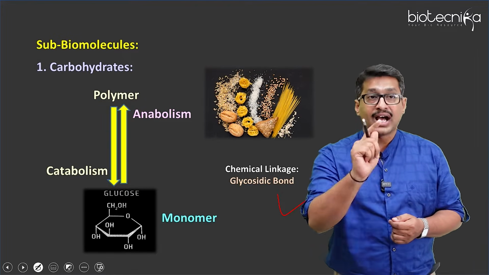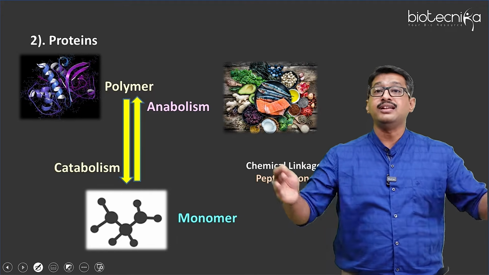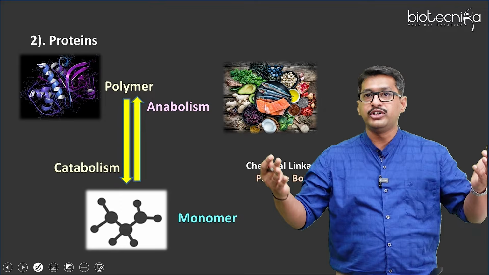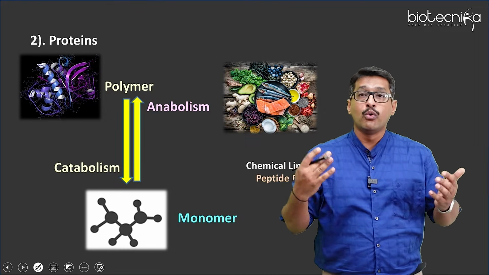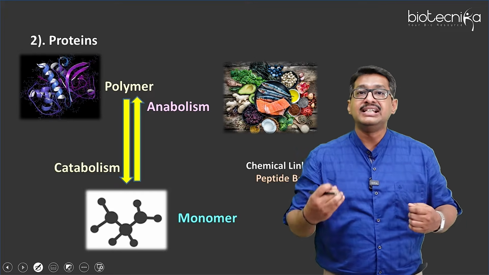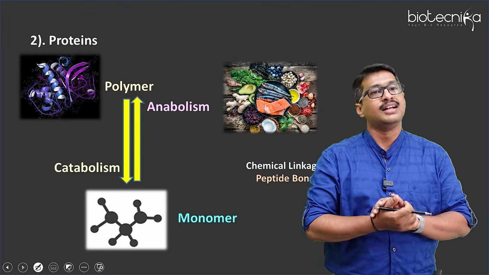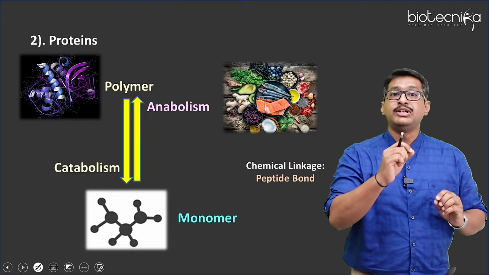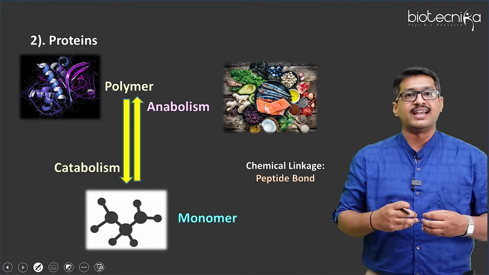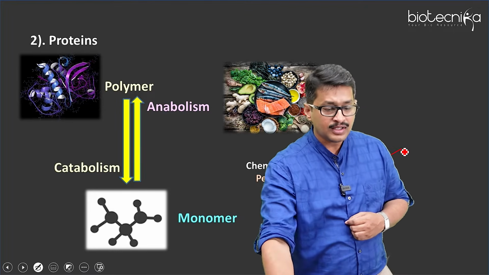Using the same logic for the other biomolecules, the second example would be protein. Now, protein is a huge macromolecule, and anabolism or catabolism can lead into monomerization or polymerization, wherein the degradative process of protein catabolism can lead into the formation of a monomer, and these monomers of proteins are called amino acids. One amino acid binds to another amino acid with a bond, and this chemical linkage is called peptide bond, or it is also called amide bond.